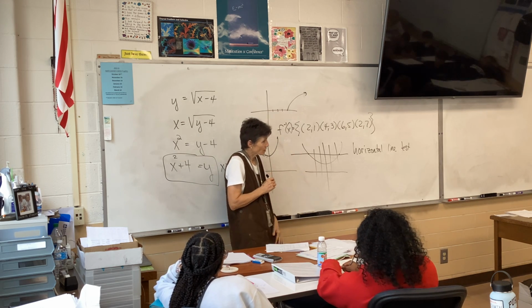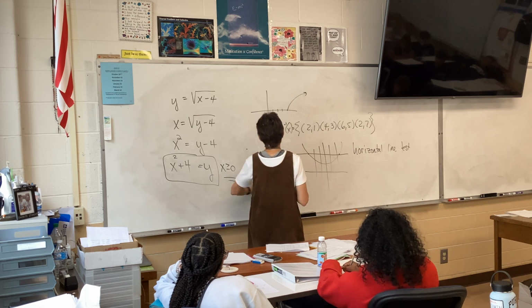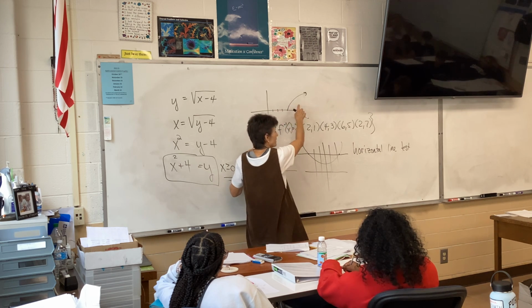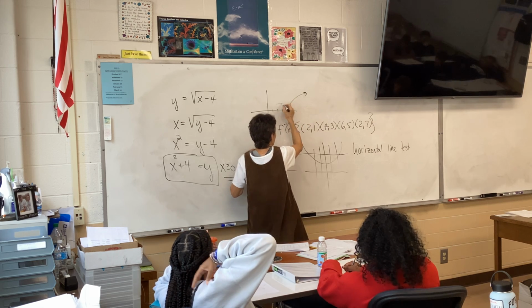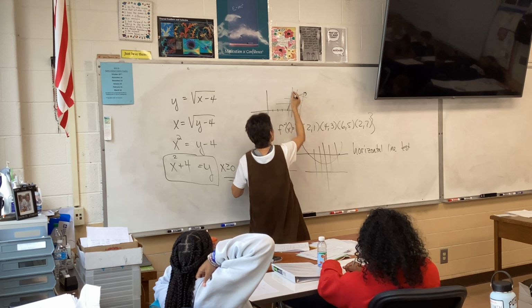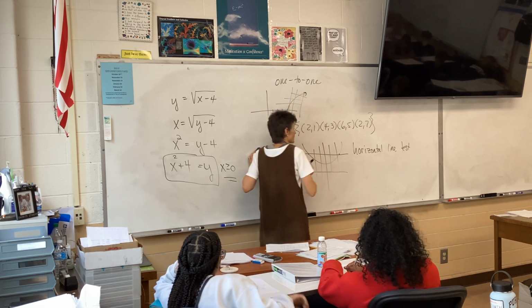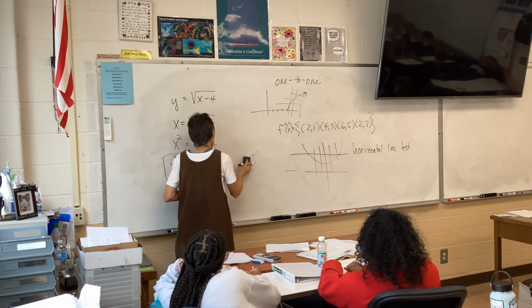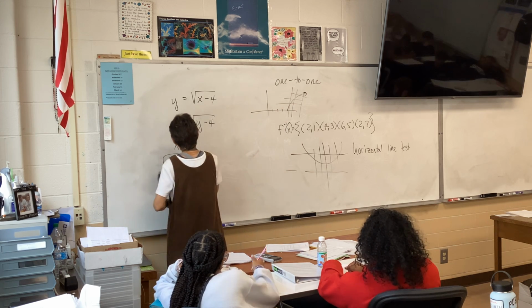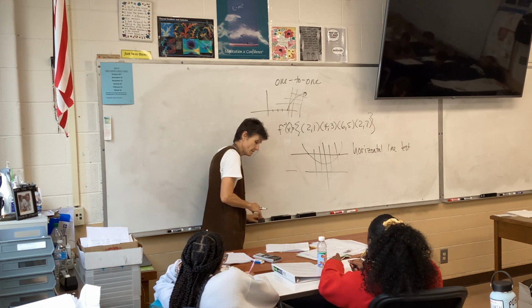If you have a function that passes both tests, so, let's say this one right here. Does that pass horizontal and vertical? That function is called 1 to 1. If a function passes both tests, it is 1 to 1.